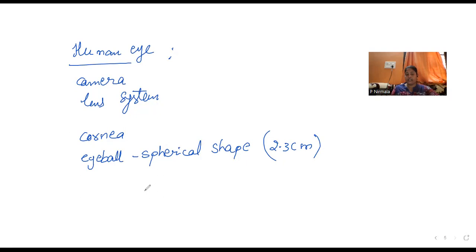Fine. So definitely here, behind the cornea we have the crystalline lens. Inside we have the iris, pupil, next to the crystalline lens. So what are their functions in this lens system? If you see, the crystalline lens adjusts the focal length. So what is the function of the crystalline lens? Adjusting the focal length.